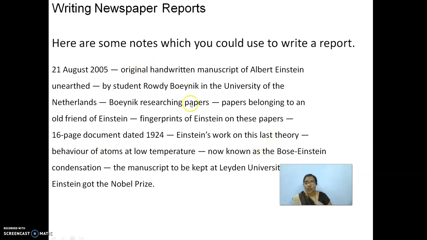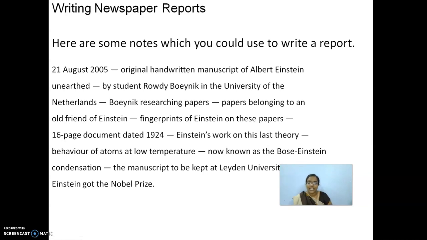Okay. So what is this? Einstein got the Nobel Prize in the year 19... you have to fill which year? 1945 it is. Yes. So these are the tips which are going to help you to write a report now. You can have this as a hint.